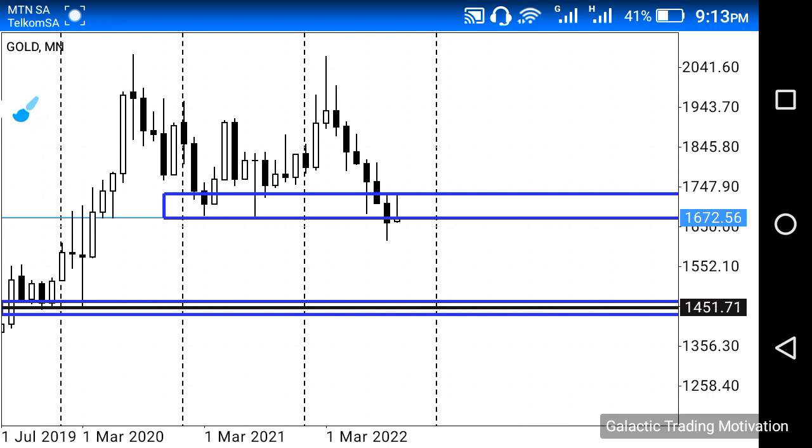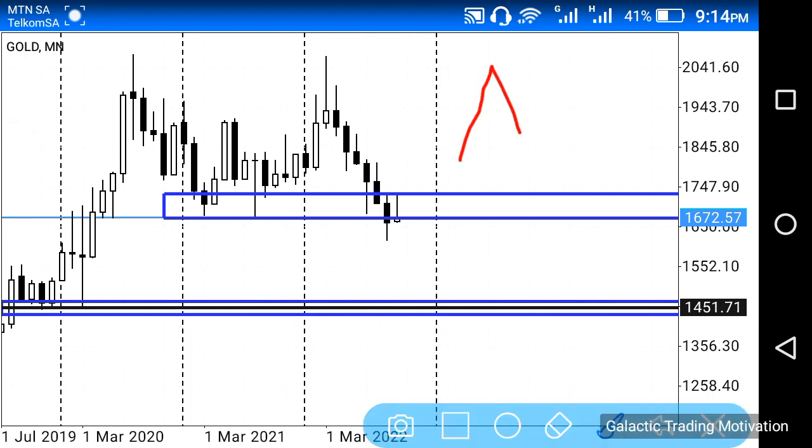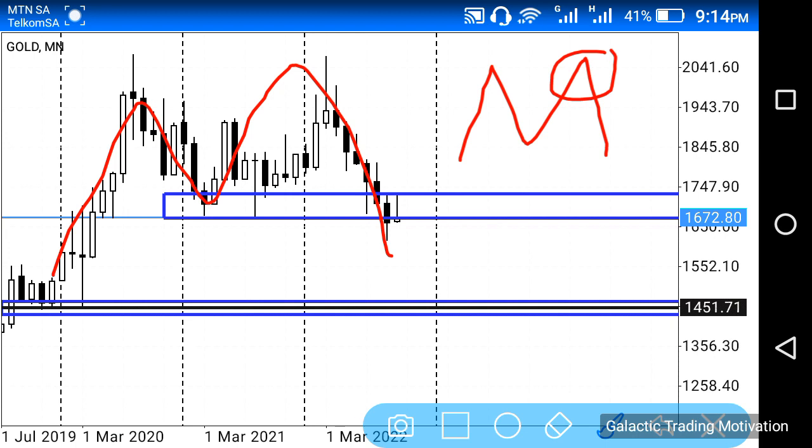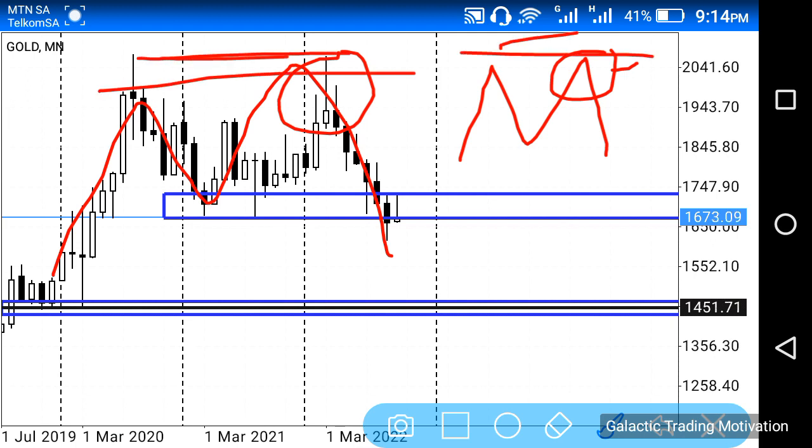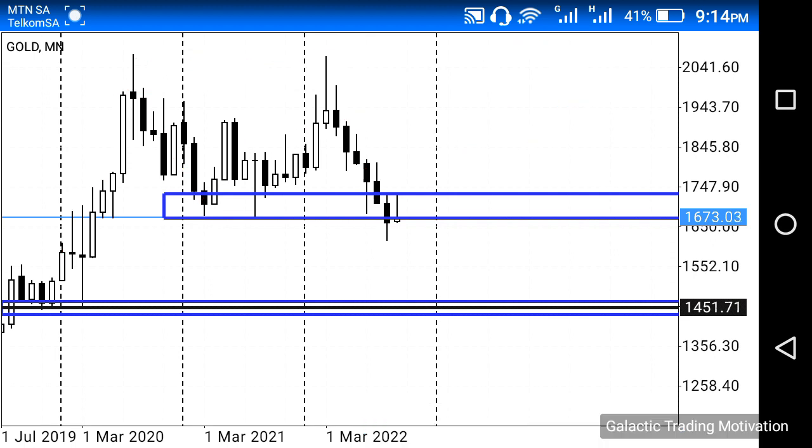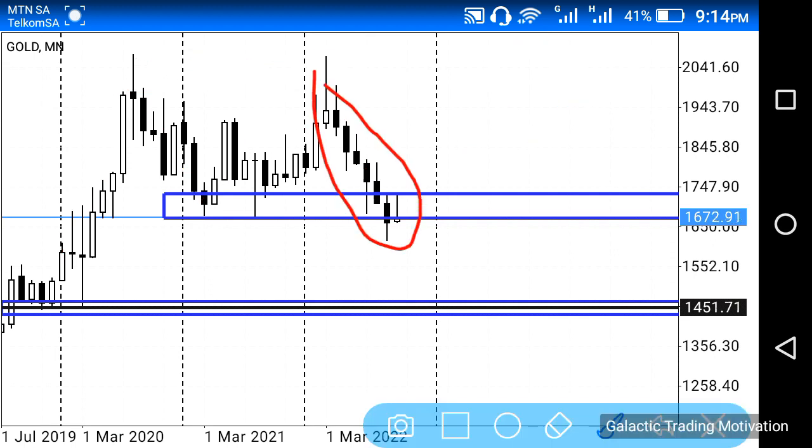So we just need to keep this in the back of our minds, because remember, guys, when it comes to M structures, people sell on the second leg of that M structure. So people sold here and they put their stop losses just above that structure. So there are many stop losses just above that structure, right? And as these candles over here have been moving down, right, more and more people have been selling, and putting their stop losses just ahead, right?